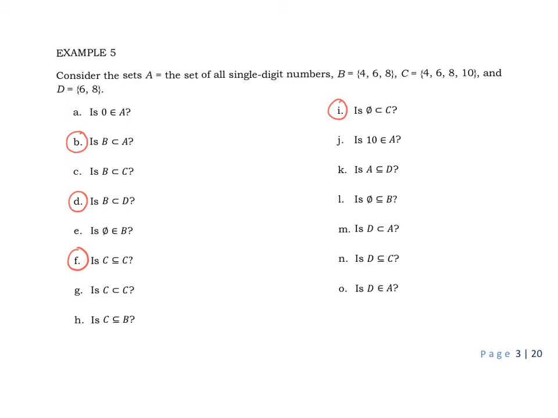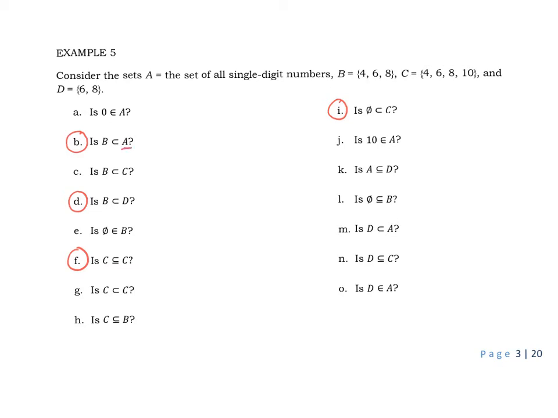Set A is the set of all single-digit numbers. So think about all of the digits, for example, on your phone or on a computer keyboard. And then sets B, C, and D contain the numbers as defined. So looking at part B, is set B a proper subset of set A?